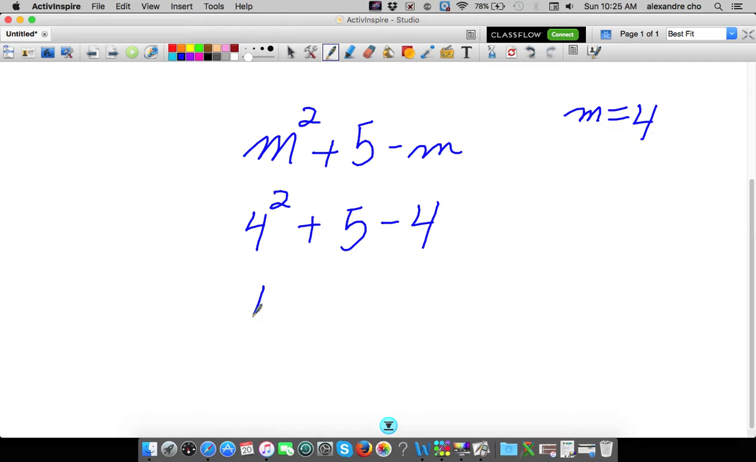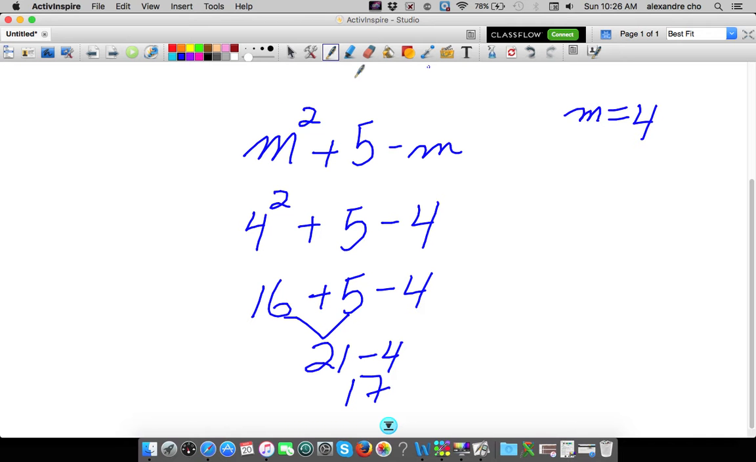4 to the second power is 16. That comes first. Power of the exponents comes first. Plus 5. Do not do 5 minus 4, please. Okay, just write the expression out first. Now I can do these two, because addition comes first if I have a choice. You get 21 minus 4. Final answer will be 17. Okay.